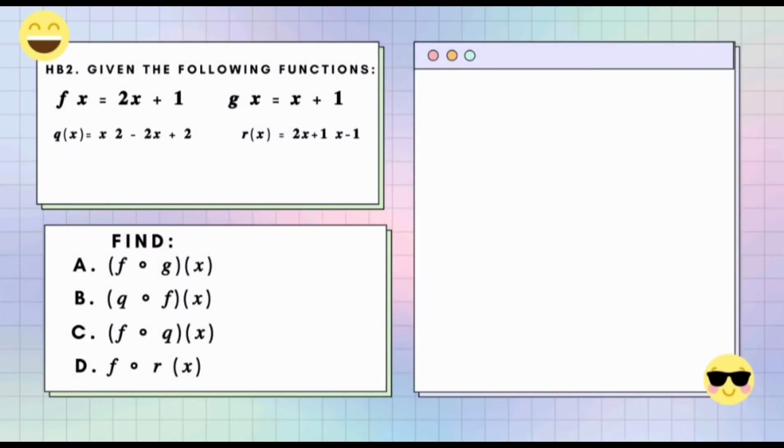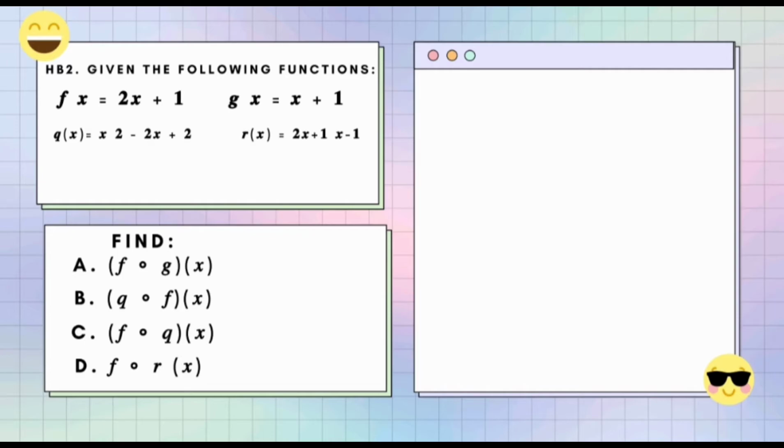For our example number 2, we have f of x that is equal to 2x plus 1, g of x that is equal to x plus 1, q of x that is equal to x squared minus 2x plus 2, and r of x that is equal to 2x squared plus 1x minus 1. Letter A. F composed of g of x is equal to f of g of x. Given the functions f of x that is equal to 2x plus 1 and g of x that is equal to x plus 1, find f composed of g of x.